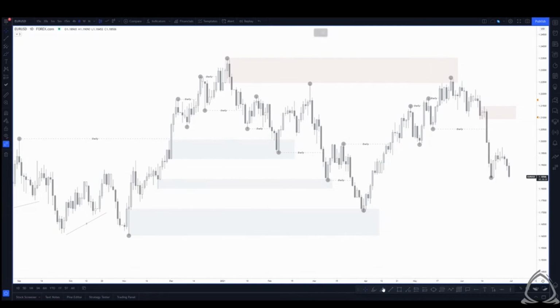Supply and demand is definitely the first and most important component of our strategy. But then once we combine it with market structure, we can then begin to understand what's happening behind the scenes and what trades we should or maybe shouldn't be looking at.